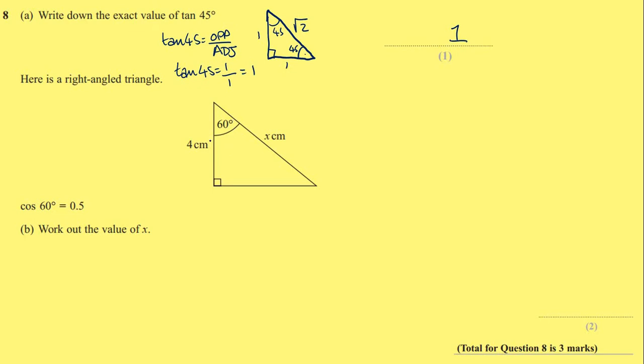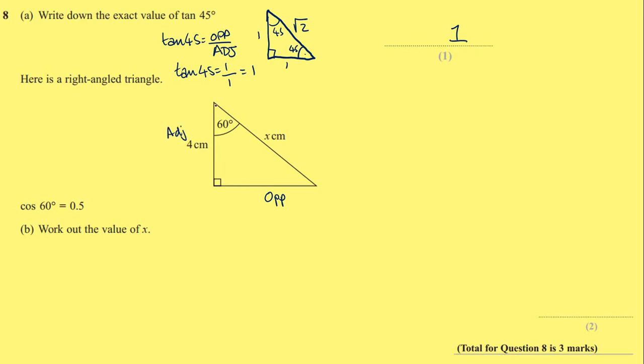Here is a right angle triangle. It's got 4 here, it's got x here, it's got 60. Now related to this angle, we're trying to find out x. Related to this angle, we've got an opposite side here. We've got an adjacent side. Remember, your opposite side is going to be opposite the angle.